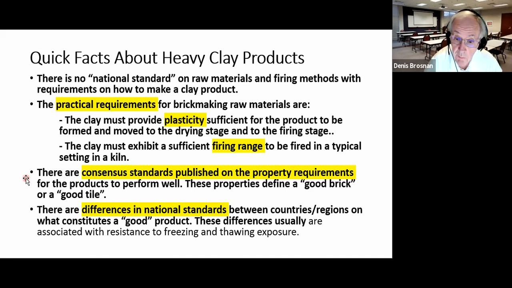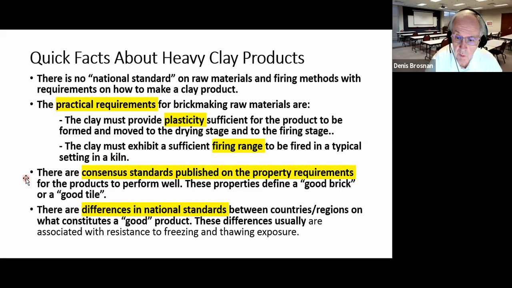The practical requirements of any clay for making a brick or a solid object are that it must have plasticity. These products are made by plastic forming, so that means that when the water was added to the clay and mixed in the clay intimately, sometimes that's called pugging in today's terminology, but nevertheless, the clay must be plastic so that you can form it into the shape that you want.